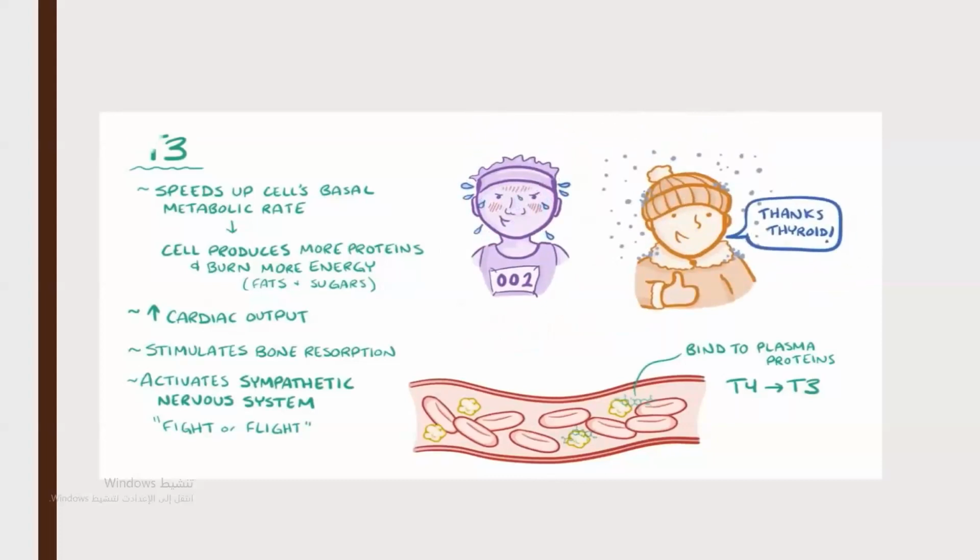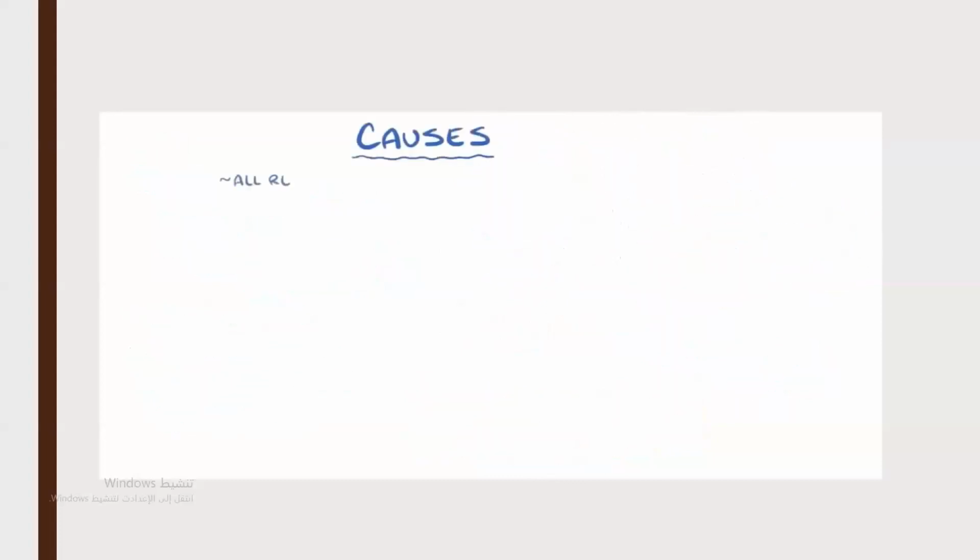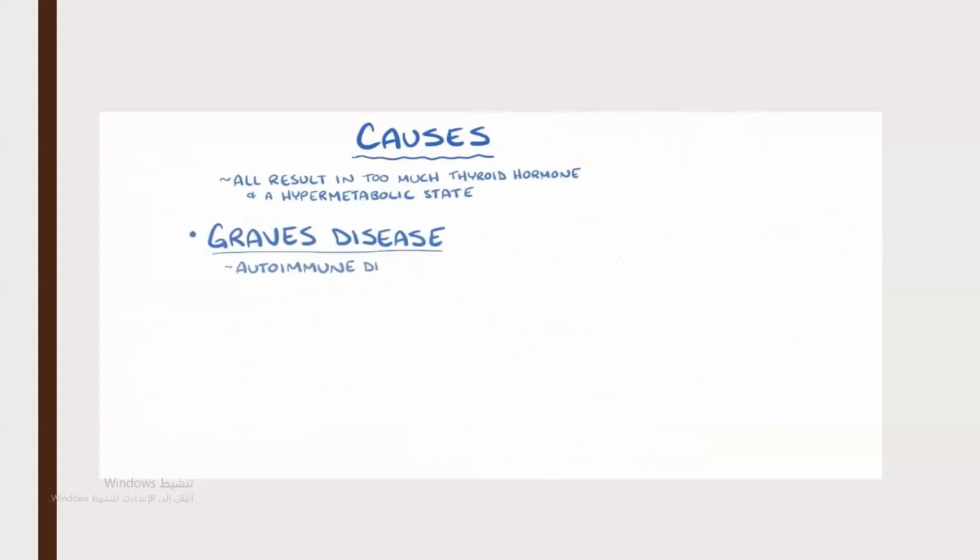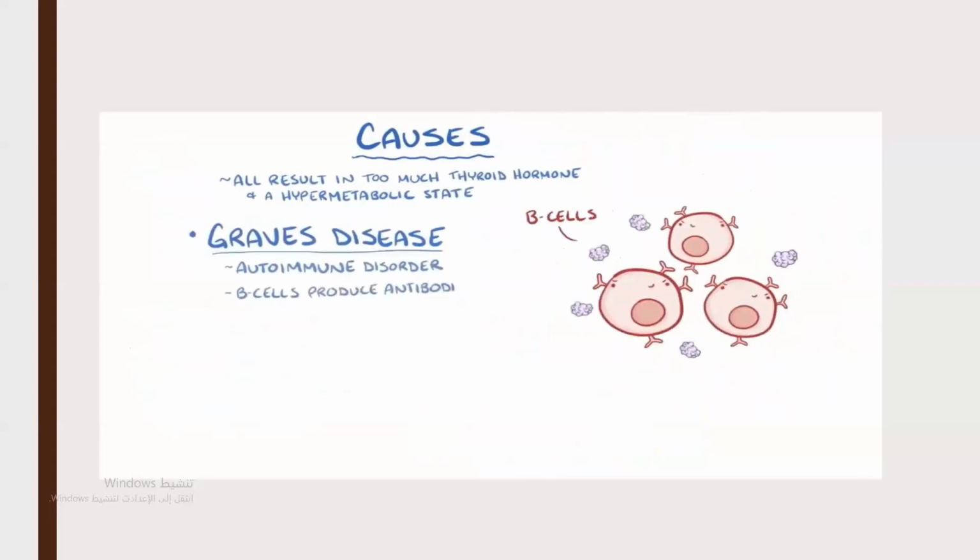Now, hyperthyroidism can happen a few different ways. All of them result in too much thyroid hormone in a hypermetabolic state, where cellular reactions are happening faster than normal. The most common primary cause is Graves' disease, an autoimmune disorder where B cells produce antibodies against several thyroid proteins.